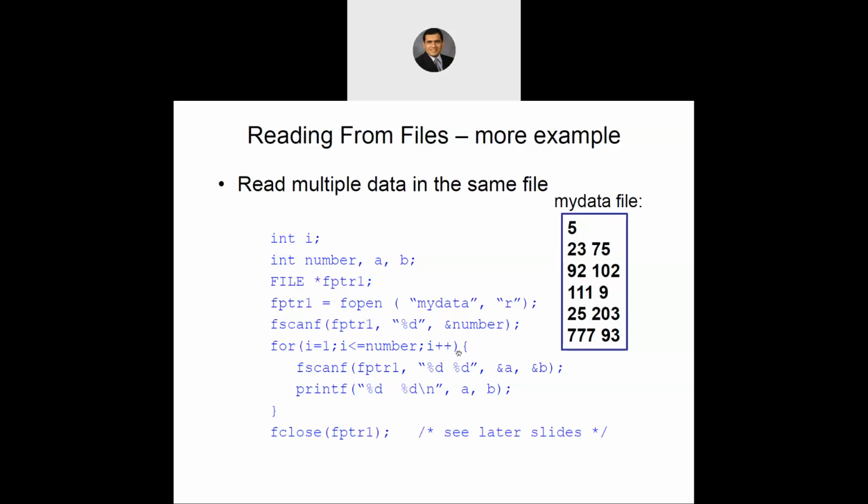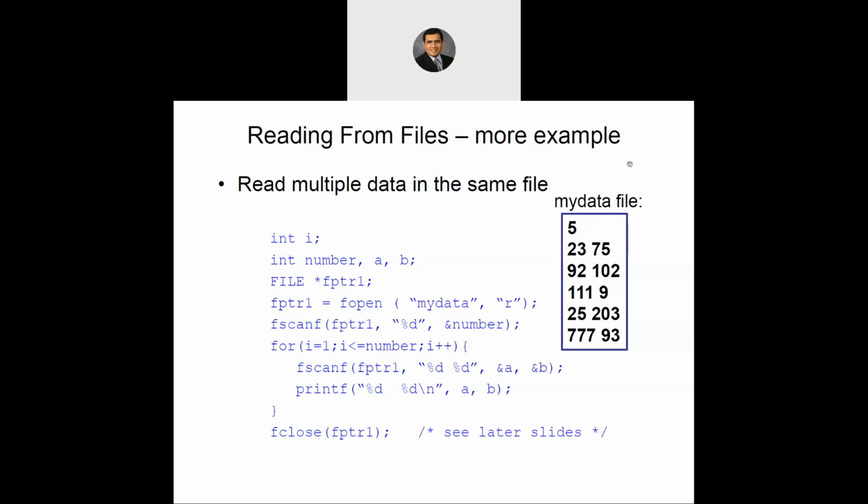In the for loop, we see it starts here, ends here. 23 and 75 will be stored in A and B initially when I is 1. And then when I becomes 2, the cursor has gone over here. 92 will be stored in A and 102 will be stored in B. Okay? What I'm trying to tell you, my dear students, is that this is very similar to your assignment.